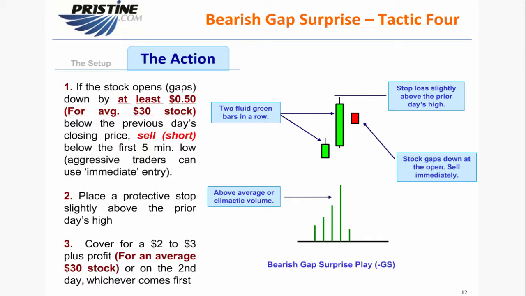So we're going to look to sell this short, either below the first 5-minute bar's low, or more aggressively, immediately, right on the open. In any case, whatever you choose to do here, the stop will be slightly above the prior day's high, and then again, you're going to look to cover this for a $2+ profit in general, but also remember, ultimately what matters most is when it comes into either support, if shorting, or resistance, if going long.